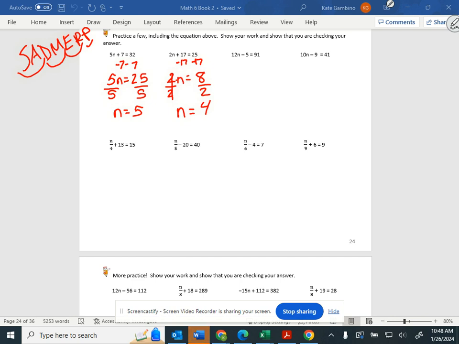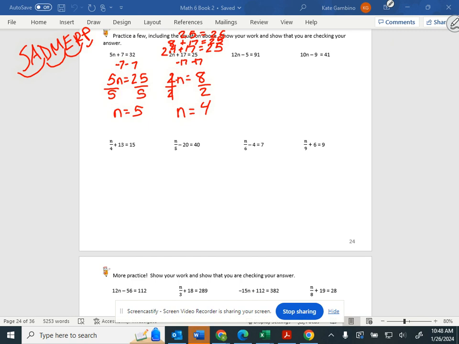I need to go back and say, does n truly equal 4? If I have 2 times 4 plus 17, does that equal 25? 2 times 4 is 8 plus 17. 8 plus 17 is 25. 25 does equal 25.